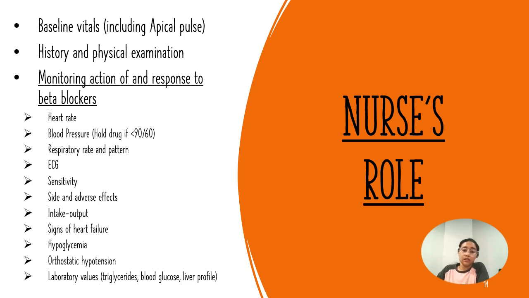The nurse must know that the patient can experience orthostatic hypotension, so the nurse needs to inform the patient to change position slowly. Also, the nurse has to monitor laboratory values, since beta blockers have an effect of increasing the values of triglycerides, and blood glucose, since it can cause hypoglycemia. It can mask the effects, the signs of hypoglycemia. Also the liver profile, because beta blockers are metabolized in the liver, so the nurse has to look for liver enzymes and any signs of hepatotoxicity.